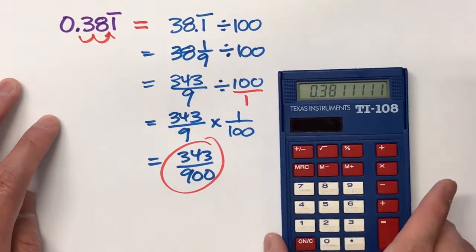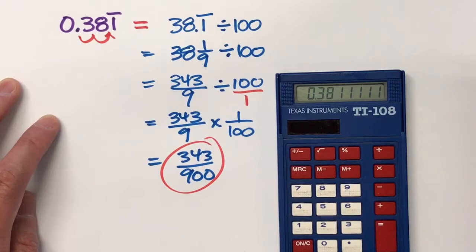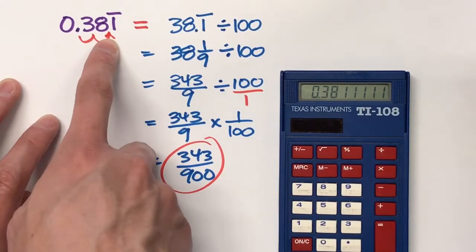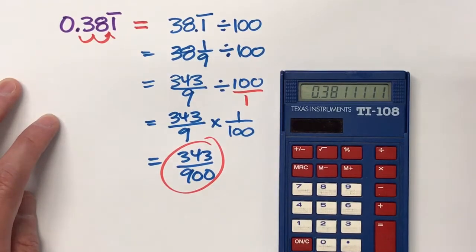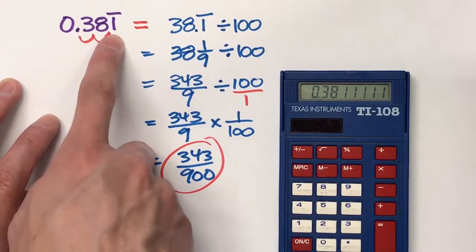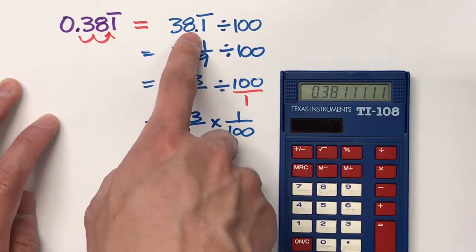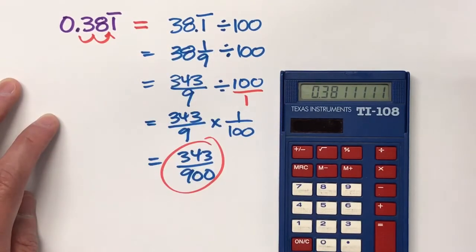So notice, the only difference today compared to yesterday is that today you might have to move that decimal over more than just 1 place. In this case, we had to move it 2 places. But we always want to move it so that all the digits after the decimal repeat.